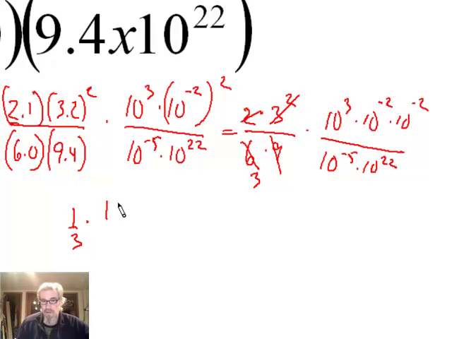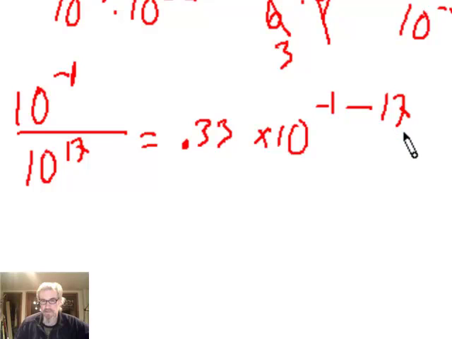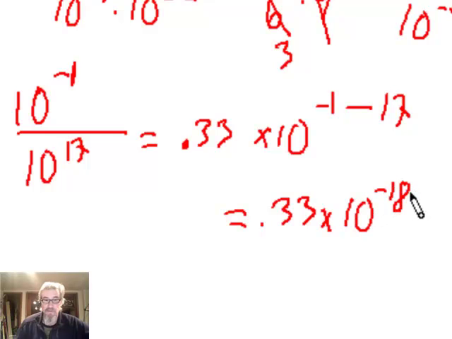Times, well, here's our exponent. In the top we have 10 to the 3 minus 2 minus 2. Well, 3 minus 2 would be positive 1, minus 2 more would be negative 1. In the denominator we have 10 to the negative 5 plus 22. Well, that's 10 to the 17. So our answer is 1/3, or approximately 0.33, times 10 to the negative 1 minus 17. So our answer is 0.33 times 10 to the minus 18, to two significant figures even.